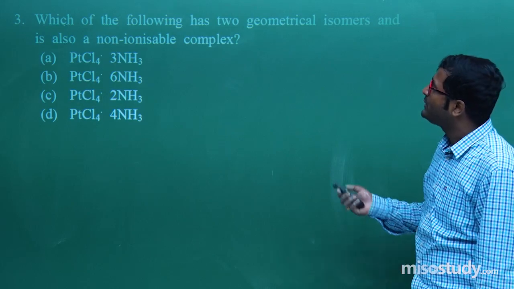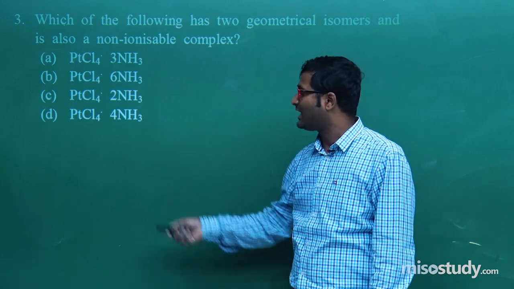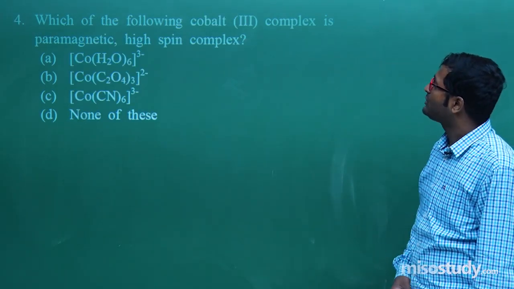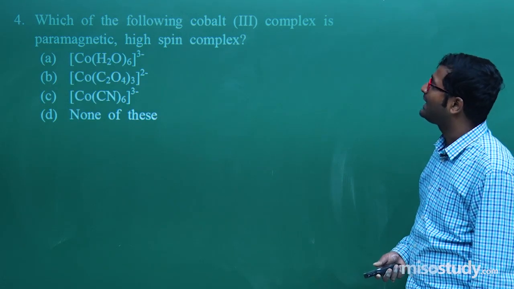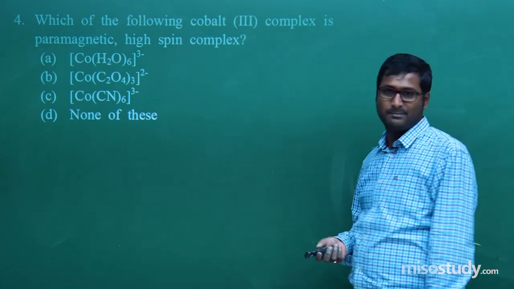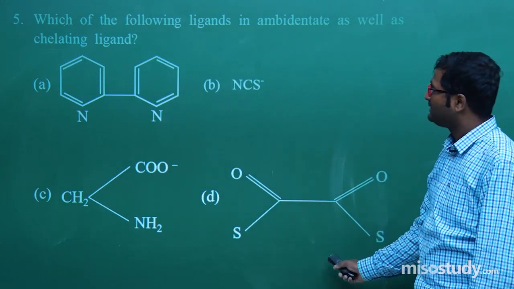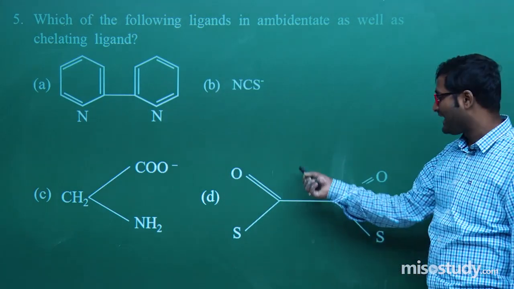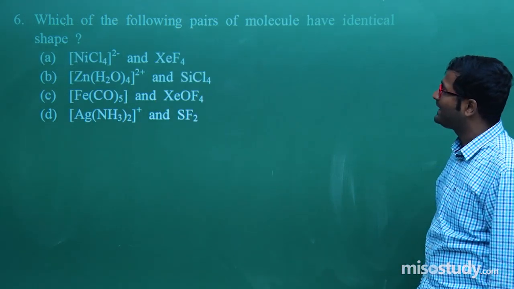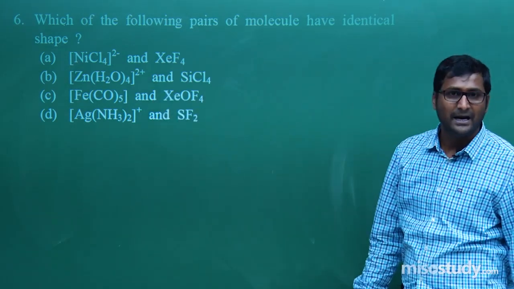Now let's move. Which of the following has two geometrical isomers and is non-ionizable? As non-ionizable, no charge. This is the correct option, C. Now let's move to question number 4. Which of the following cobalt complexes is a paramagnetic high spin complex? As I told you, none of them. All are diamagnetic and low spin complexes. So for this question, D is the correct option. Question number 5. This one forms an ambidentate as well as a chelating ligand. D is the option. Now, which of the following pair of molecules have identical shape? As I discussed, Zn(H2O)4, B is the correct option, sp3 and sp3.